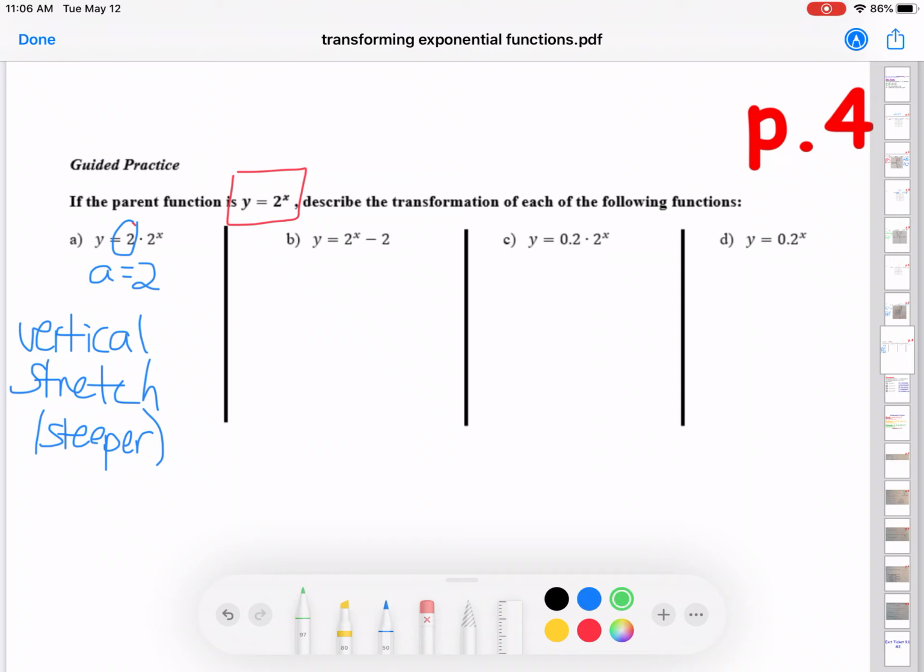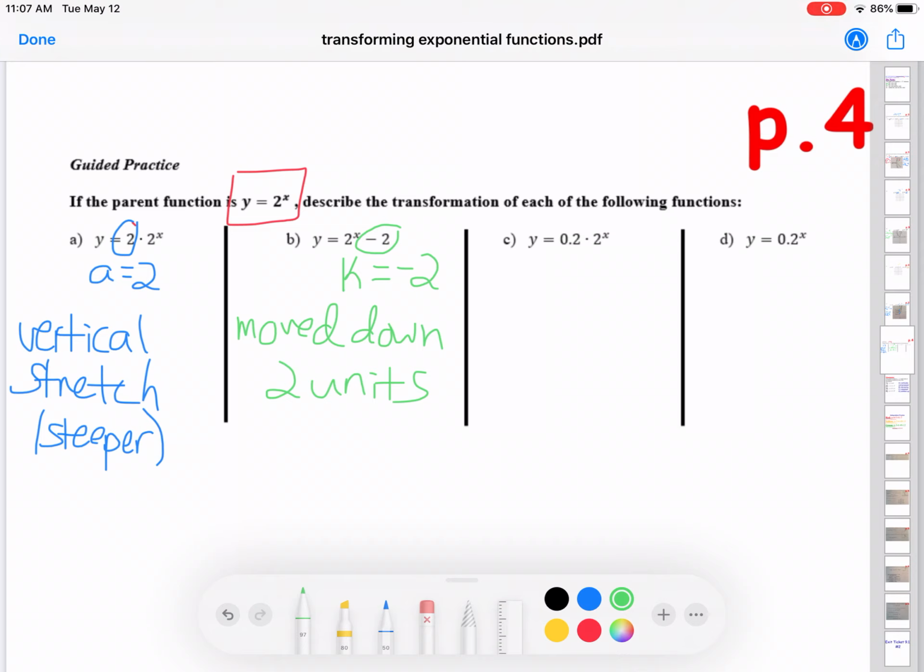Looking at part B, the change that they made here from the parent function is putting this -2 at the end. We know by comparing that to our new parent function, that means we have a k value of -2. And we know that if we put a k value that is negative, that moves the whole graph down. So the transformation that happened in part B was that the graph was moved down 2 units.